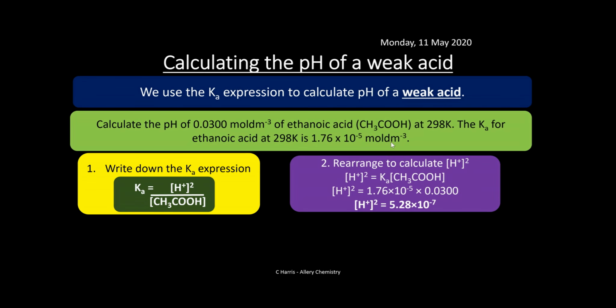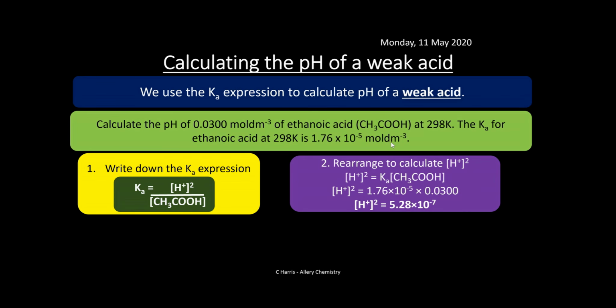So if you put the numbers in, H plus squared is 1.76 times 10 to the minus 5, multiplied by 0.0300, and we get a value of 5.28 times 10 to the minus 7. So that's H plus squared. We need to work out what H plus is, so we need to take the square root to find H plus.